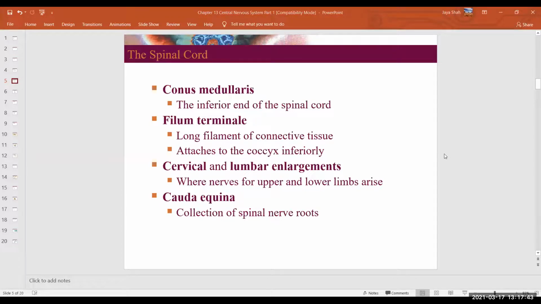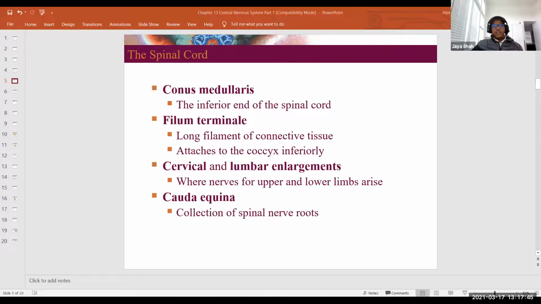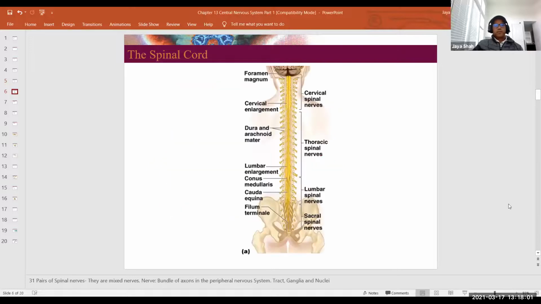So we're going to see that, and then we're going to learn about these structures: the conus medullaris, filum terminale, cervical and lumbar enlargement, and cauda equina. I'll come back here, but I will go to the spinal cord first. Here you go.